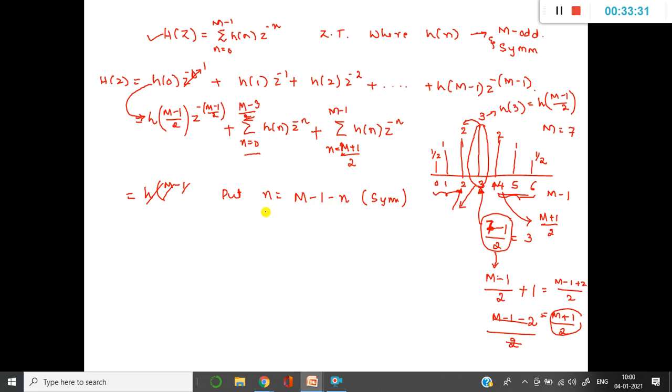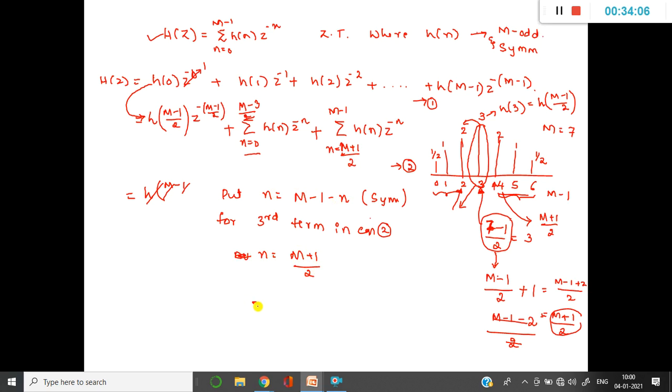So if you consider this, then what happens to the lower limit and what happens to the upper limit? Just check it. And in this case, for the third term, let us consider this as equation number 1 and this as equation number 2. The third term in equation 2. Okay, so what happens if n equal to m plus 1 by 2?